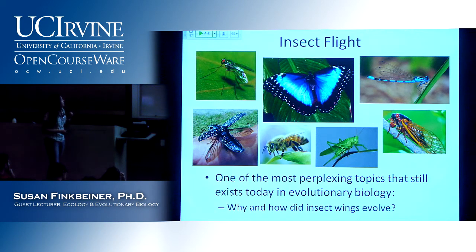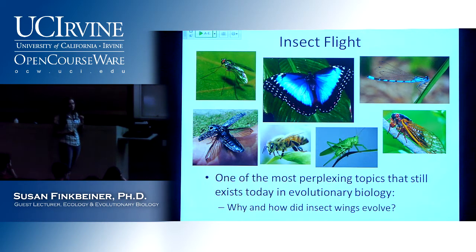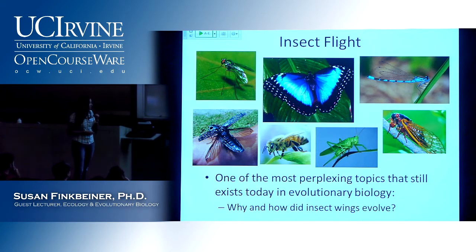And insect flight is actually very, very cool. Wings come in all sorts of shapes and sizes, but I want to point out that one of the most perplexing topics that exists today, not just in entomology, but in evolutionary biology, is why and how did insect wings evolve? And remember, insects were the first animals to evolve flight to begin with. So this is a very pressing question.